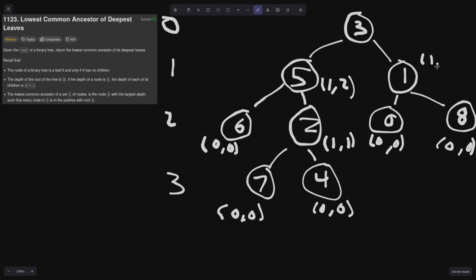Then over here, this one's going to be 1, 1 also, and for the root, it's going to be the max of these 2 plus 1. That's 2 plus 1, which is 3.